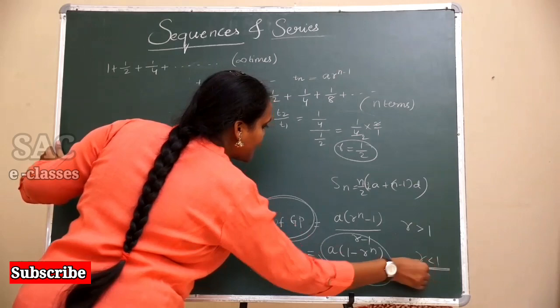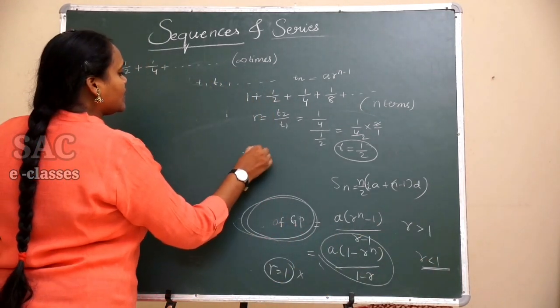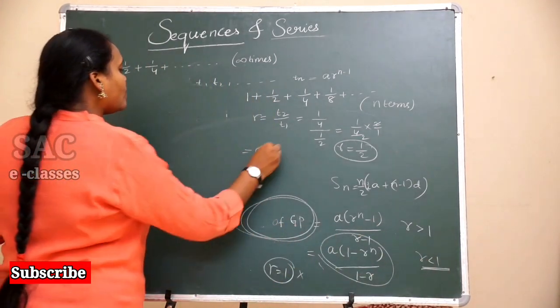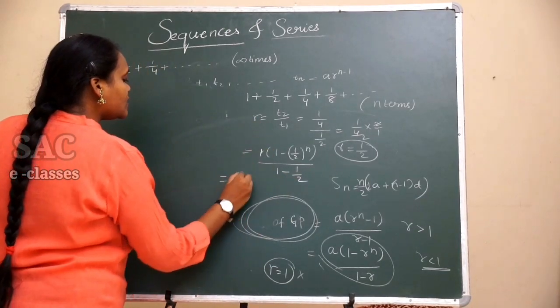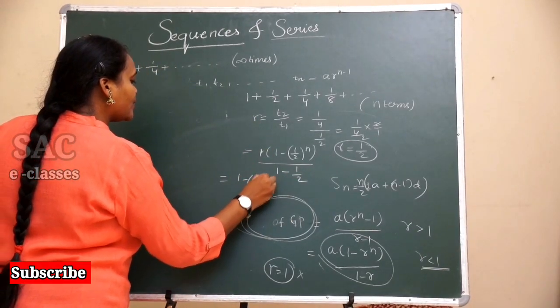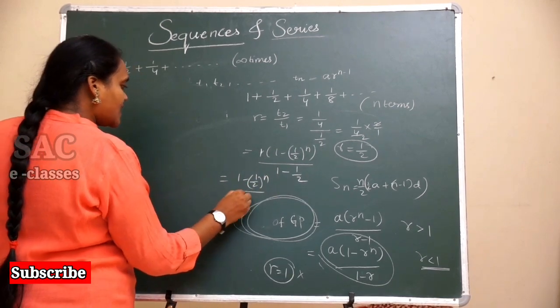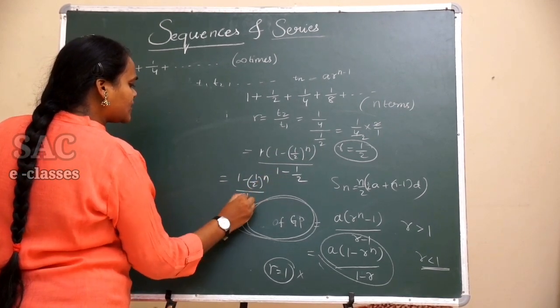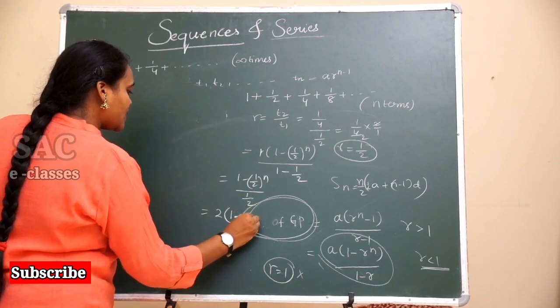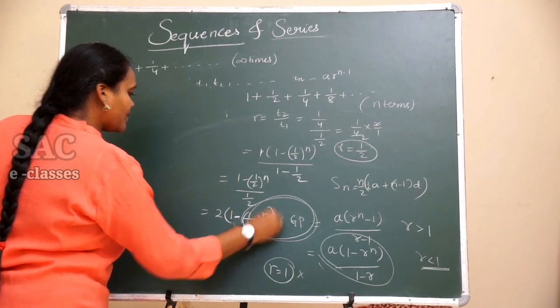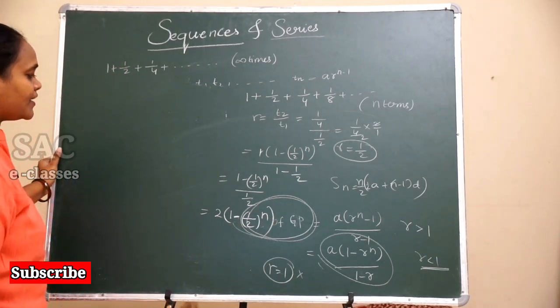It is this formula, the reason being r is less than 1. So a into 1 minus r power n, where clearly the value of a is 1 here. So 1 minus 1 by 2 whole power n, and 1 minus 1 by 2 is nothing but 1 by 2. So 2 into 1 minus 1 by 2 whole power n. In that way we can find it.